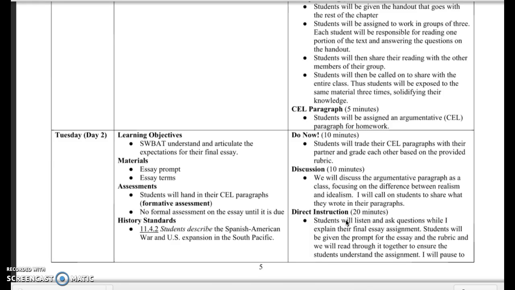A CEL paragraph stands for just claim, evidence, and link, which really is what claim are you making, what is your argument, what is your evidence, and what are you using to link this all together? How are you analyzing this?